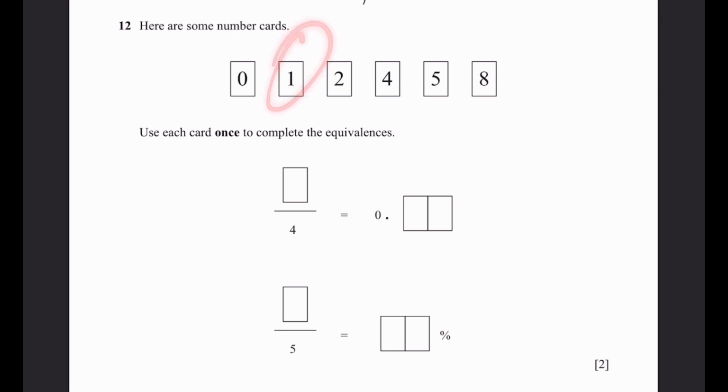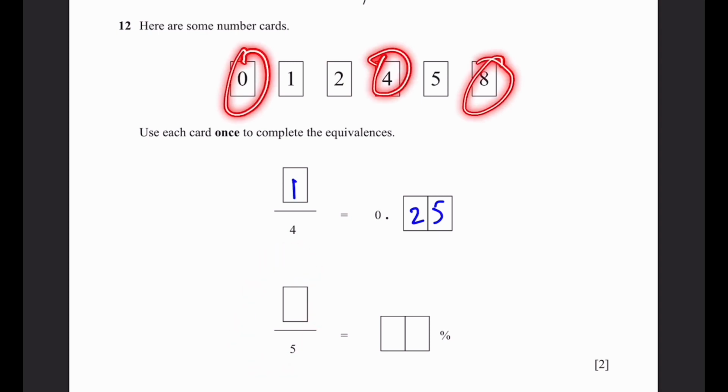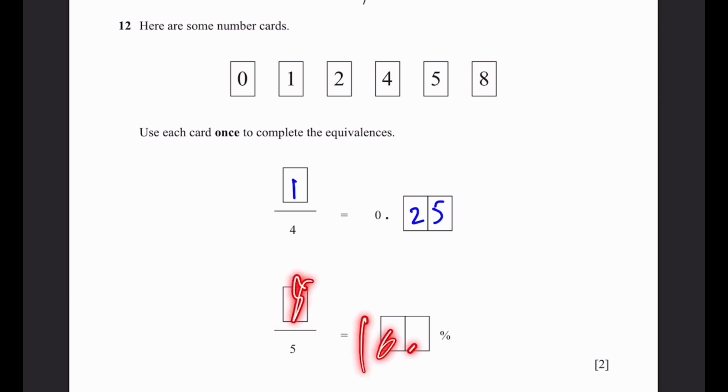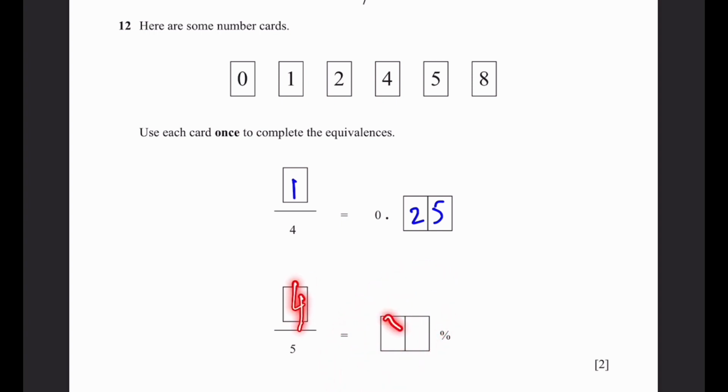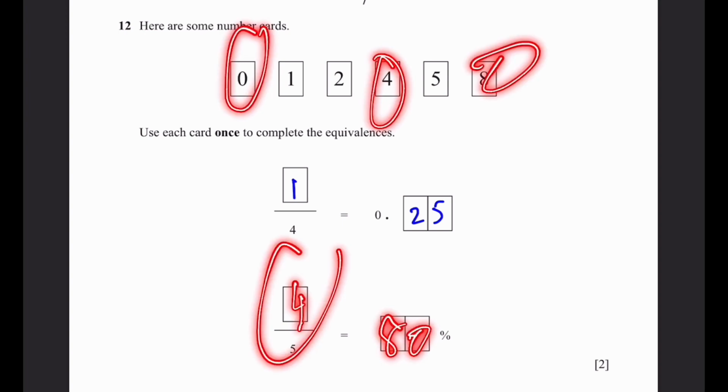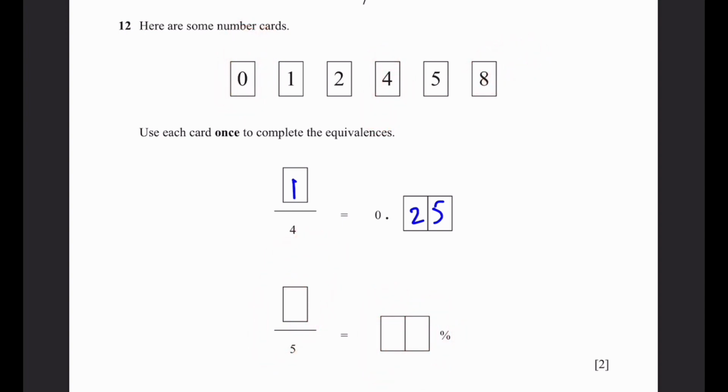The other option's 1 by 4. So 1 by 4 is equal to 0.25. Now let's try for this. We have 0, 4, and 8 left. 0 by 5 is 0, so we can't do that. 8 by 5 is 160. Once again, we don't have a 6, and we can't have 3 digits. Now 4 by 5 is equal to 80%. And we have a 0, we have a 4, we have an 8. And we have all the digits, so we can actually put this. 4 by 5 is equal to 80%. And that is the answer.